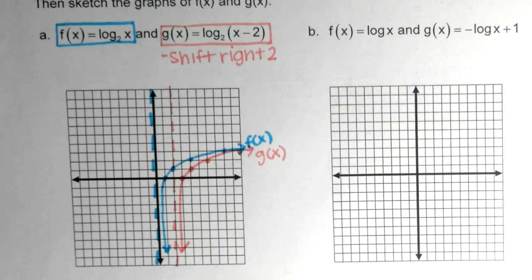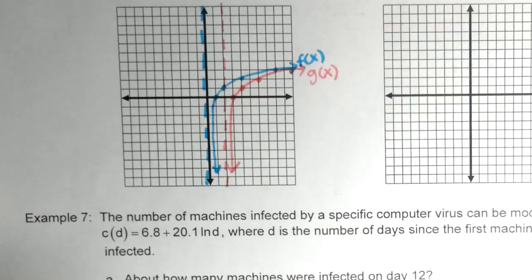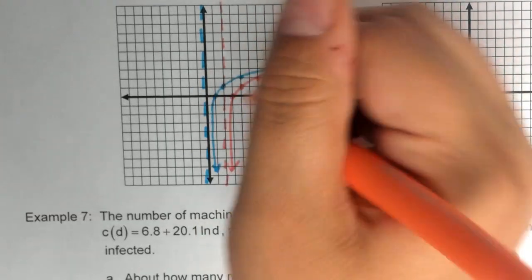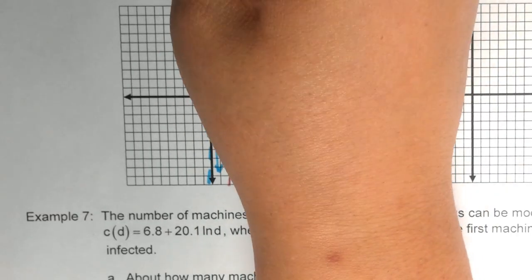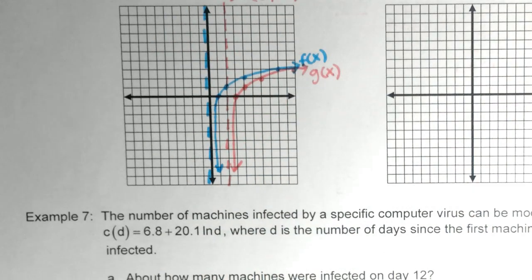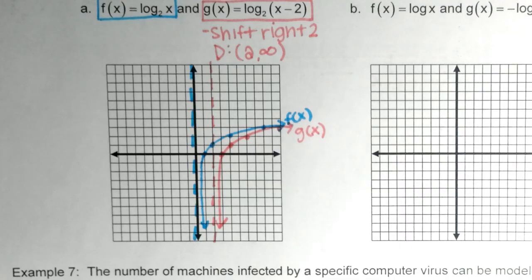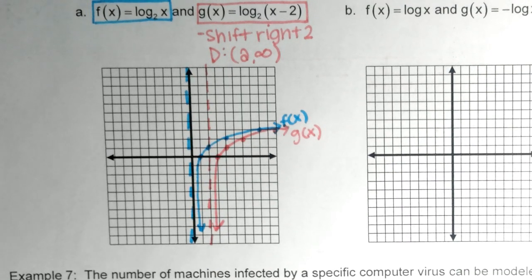All right, can I go on? We okay? All right. Oh, by the way, what is the domain of this function, of my g of x? The domain is 2 to infinity. And what's my range? I'm not going to write it, but what's the range? All real numbers. Okay. Go back up to example 5b. Go back up.